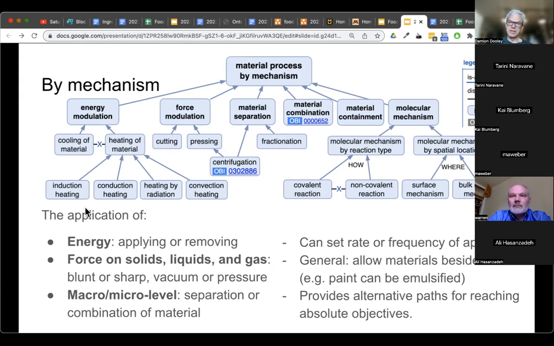Fractionation, the combining of materials, that can actually be both objective and mechanism. Material containment, the ways of containing one thing inside another without necessarily affecting it, and molecular mechanism, which Trini will talk about. So all of this stuff can be studied at a macro and micro level, and Trini will dive into that part.